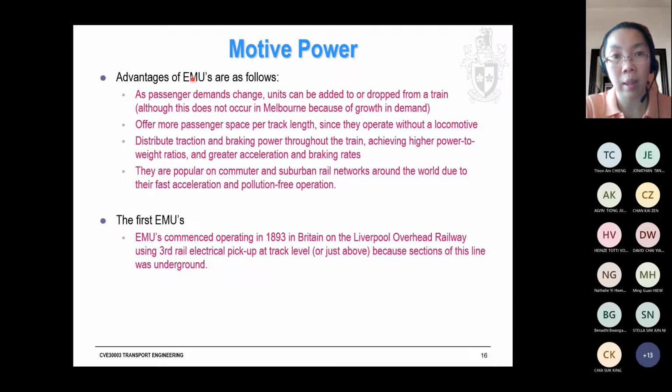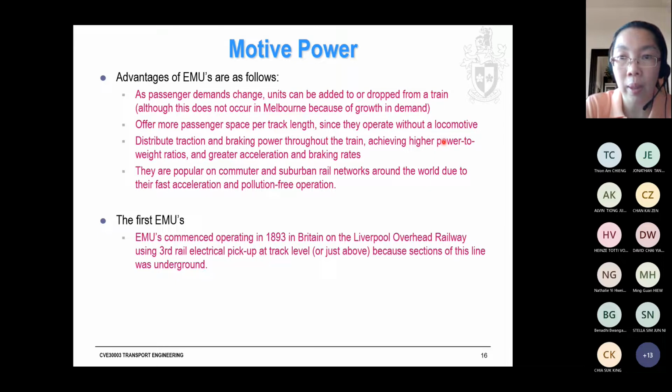So with an EMU, every single unit has its own power to move forward. Then it actually achieves a higher power to weight ratio than the earlier one. If we use a locomotive, it's either at the end or at the head end of the train. Then it has to push the entire train forward. Yeah, so that's a bit more difficult.